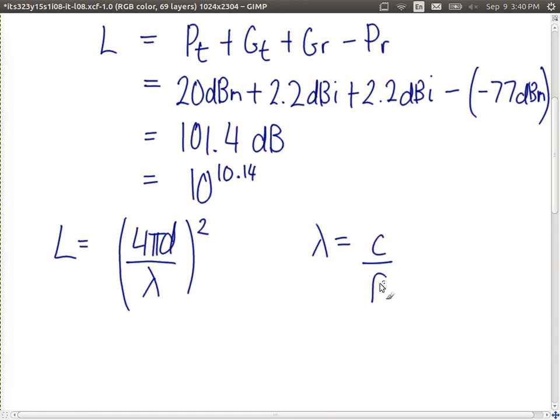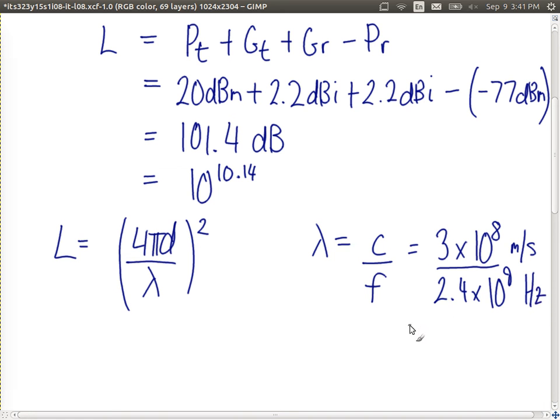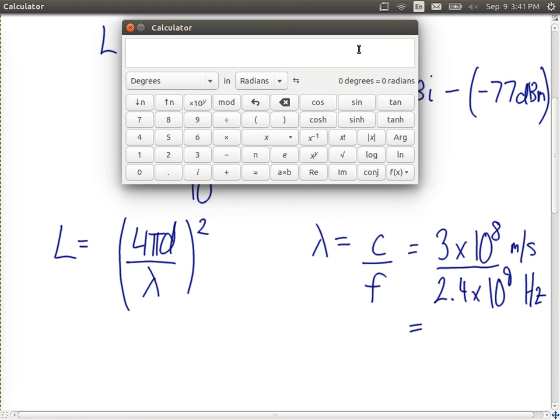Lambda equals the speed of light divided by frequency. What's the speed of light? 300 million meters per second, 3 by 10 to the 8 meters per second. The speed of light is about 300 million meters per second. Nice one to remember. The frequency is 2.4 gigahertz, so 2.4 by 10 to the power of 9 per hertz, or times per second. Calculator time. Effectively, 3 divided by 24. 300 million divided by 2.4 billion is 0.125 meters. That's our wavelength.